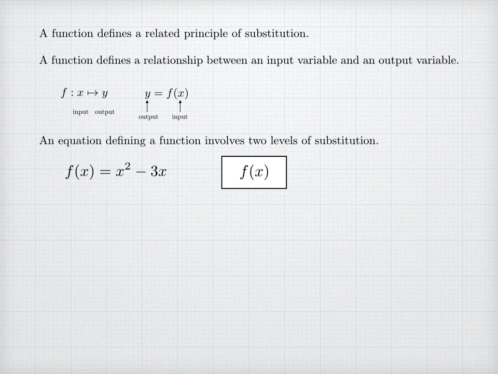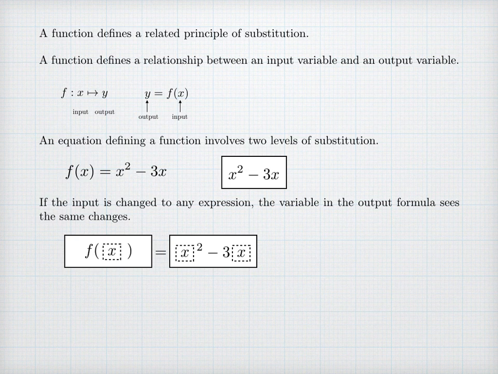So if I had an equation that defines a function, there are actually two levels of substitution. An equation like f of x equals x squared minus 3x is a simple equation, so we could think of it as a card. On one side is f of x, and on the other side is x squared minus 3x. Every time I see f of x in a formula, I can replace it by the formula x squared minus 3x. So there's an expression substitution.